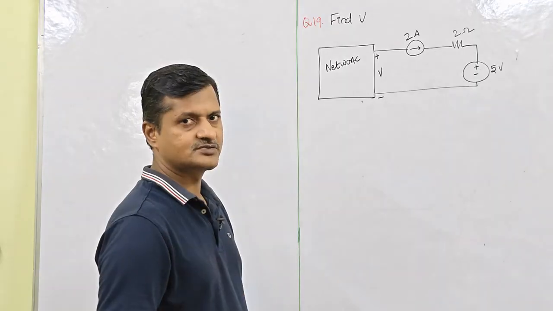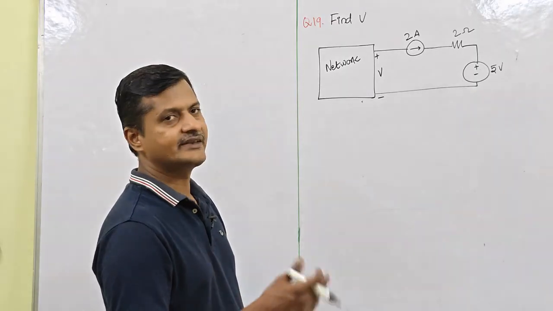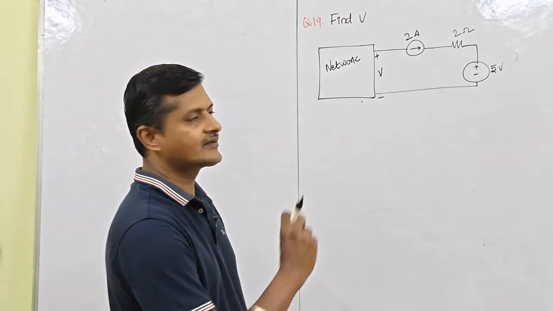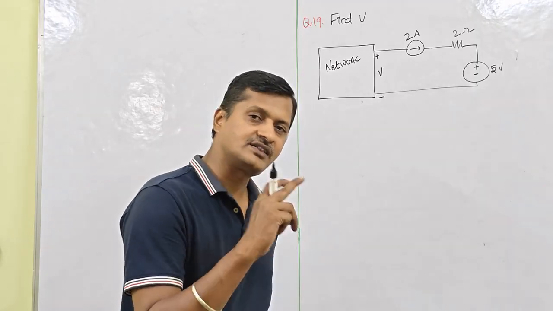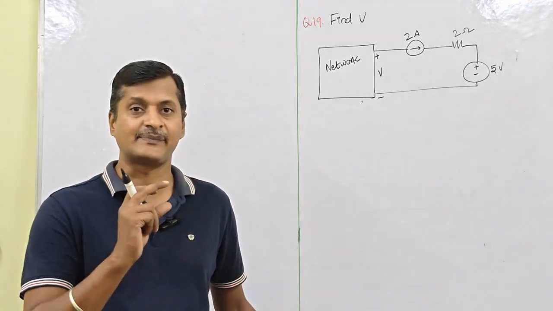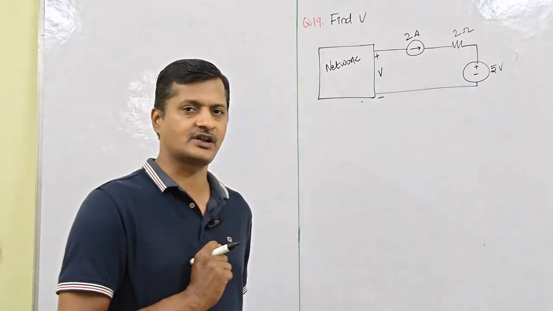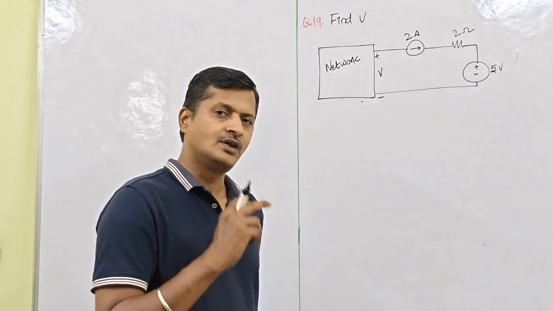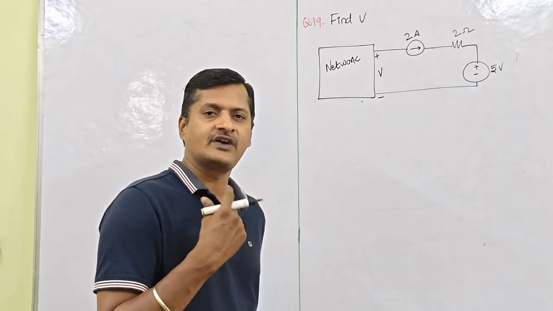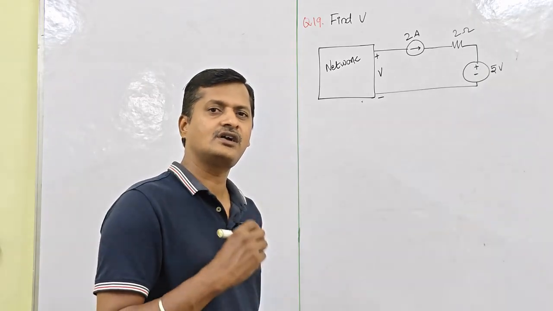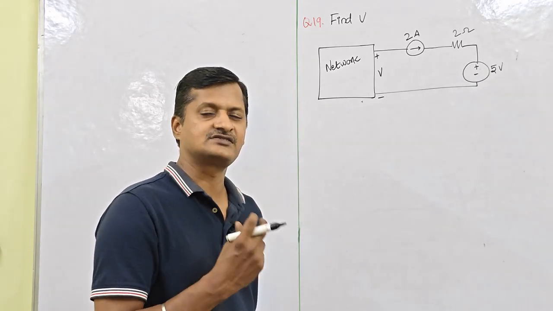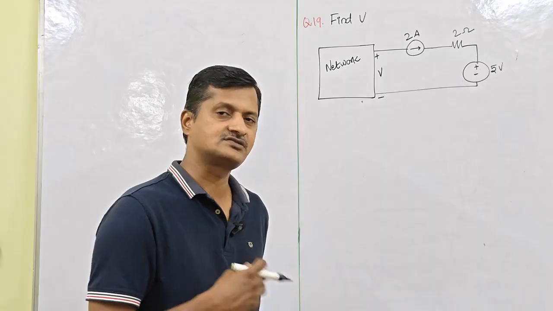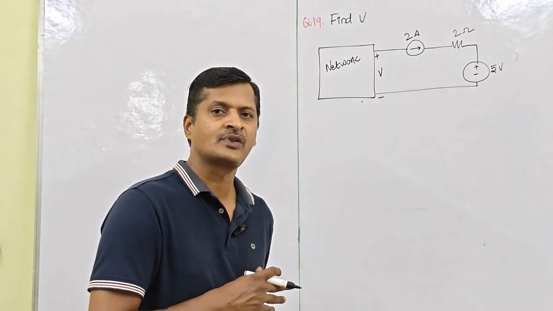Before this we solved a previous problem, question number 18. There they had a current source, and across the current source they mentioned the voltage polarity, plus and minus. To find the voltage across a current source, only if the polarities, plus or minus, are marked are we supposed to find the value of the voltage.